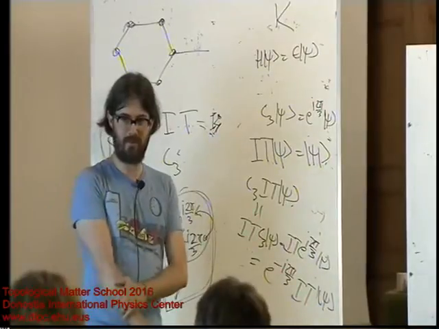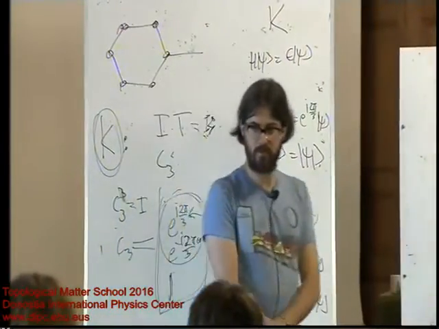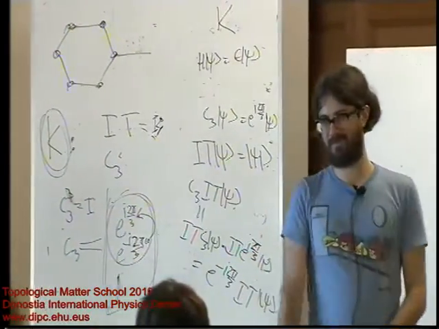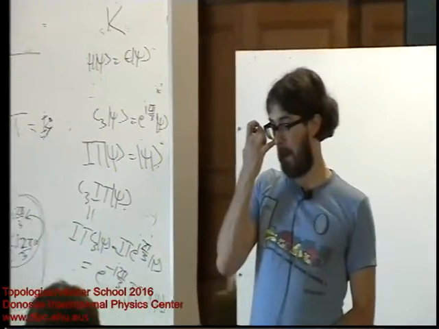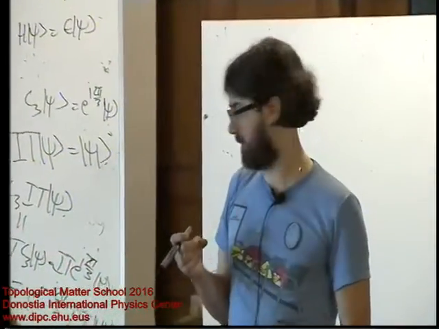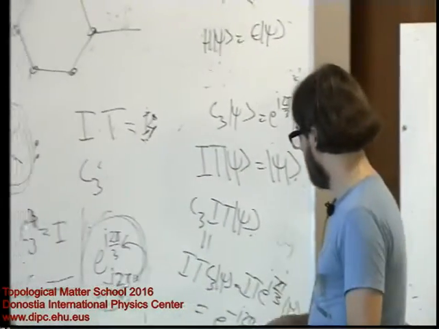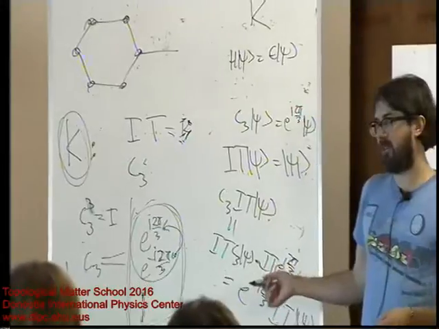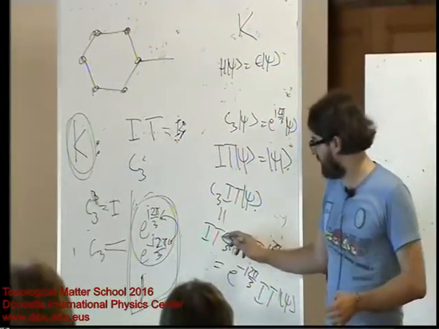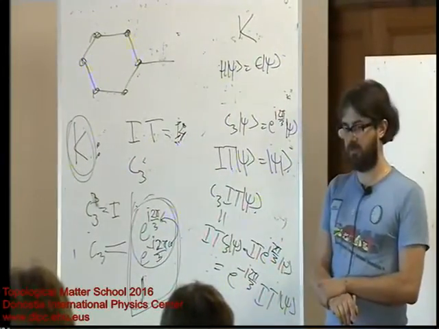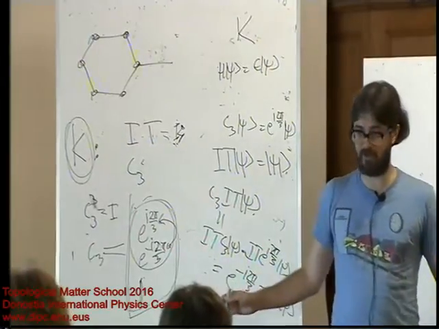Can you make this into a general theorem, or is it only because you chose this particular form for the time reversal? Now, this is a general theorem. It has nothing to do with choosing the particular form. Notice that I haven't actually used this form. I've said that IT commutes with C3. That's true no matter what unitary I choose.